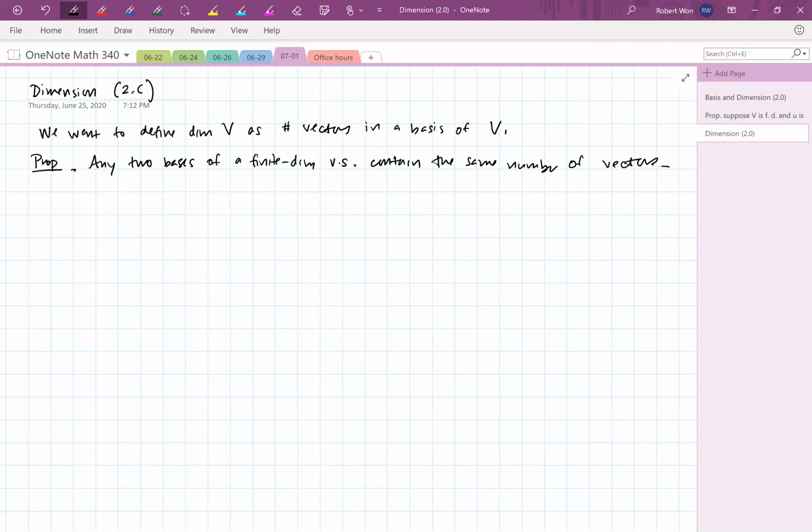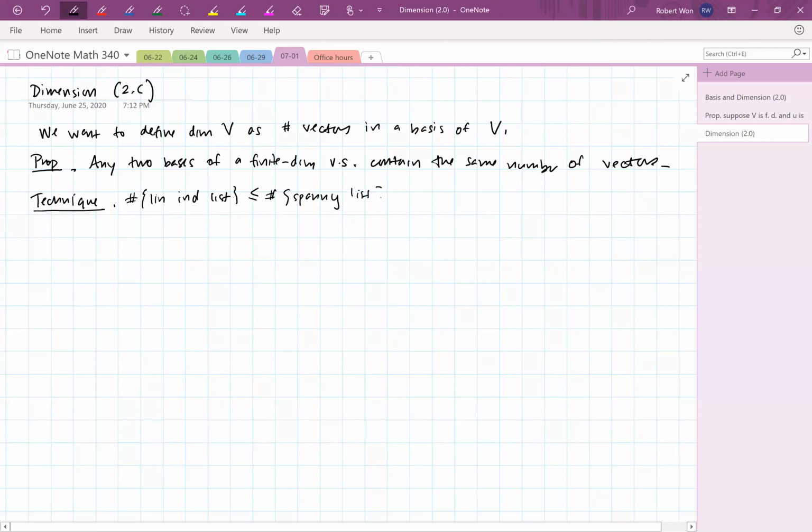Okay, and the proof technique for this is actually really quite simple. So what's the technique? We're going to use the result that we proved, that the size of any linearly independent list is less than or equal to the size of any spanning list. Right, so in your book, this is proposition 2.27. In the notes, it's number 37, but we'll just use it twice, right?